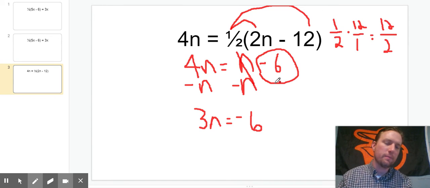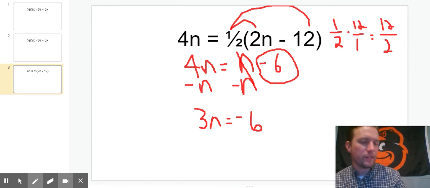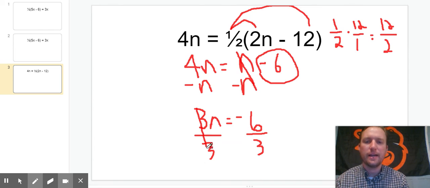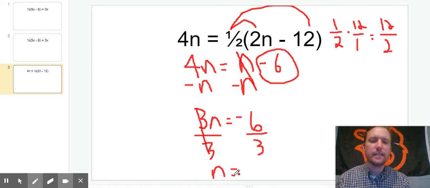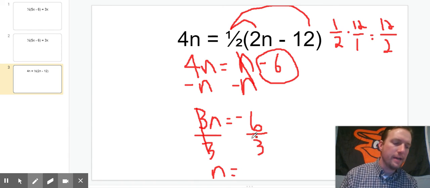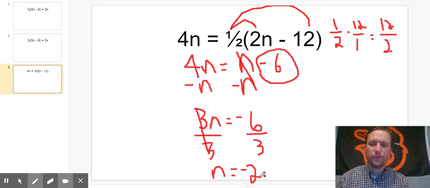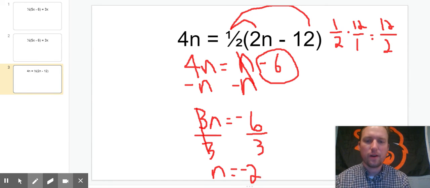Now, in order to simplify even further, I'm going to divide both sides by 3, because here I have 3 times n. So I'm going to use the inverse operation to isolate my variable, because 3 divided by 3 is 1. And I'm left with just n. On the other side of my equal sign, I have negative 6 divided by 3. I know negative 6 divided by 3 would be negative 2. And congratulations, we have just successfully isolated this variable.